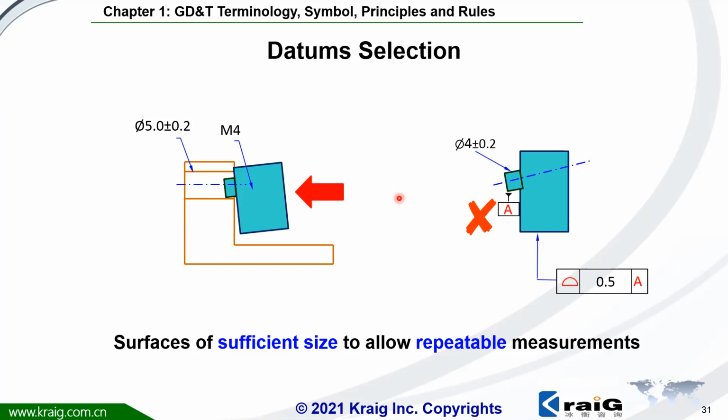You may ask how long it's going to be good datum. The answer is all based on the function. If the function is okay, then you can use this. From a measurement point of view, you can always use the measurement system analysis to verify that the measurement is repeatable or not.